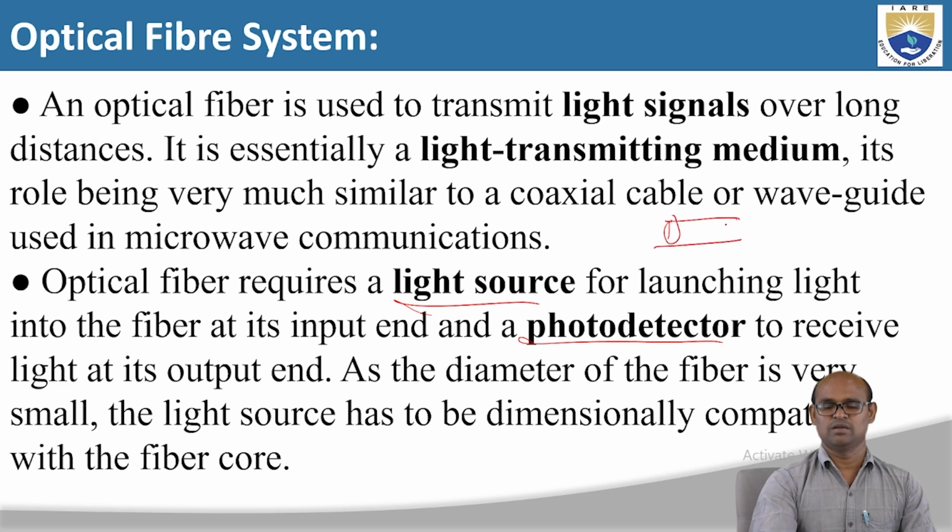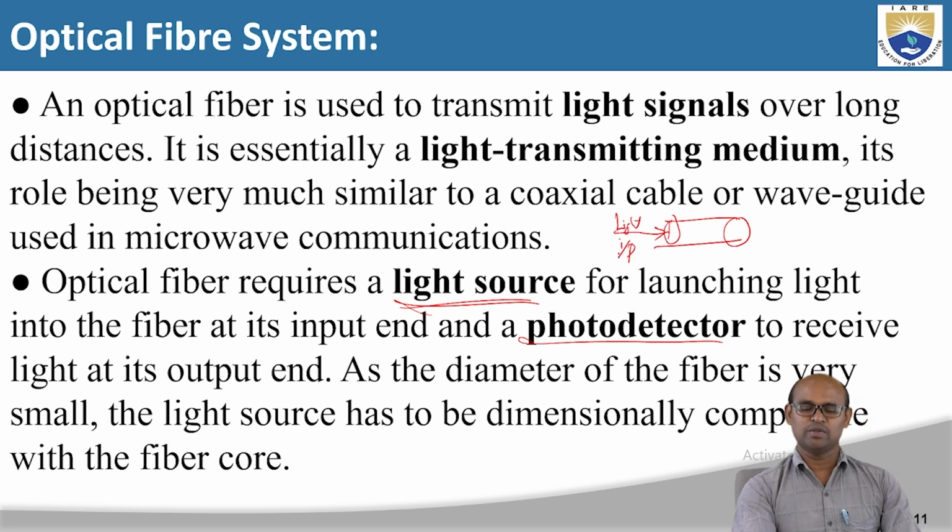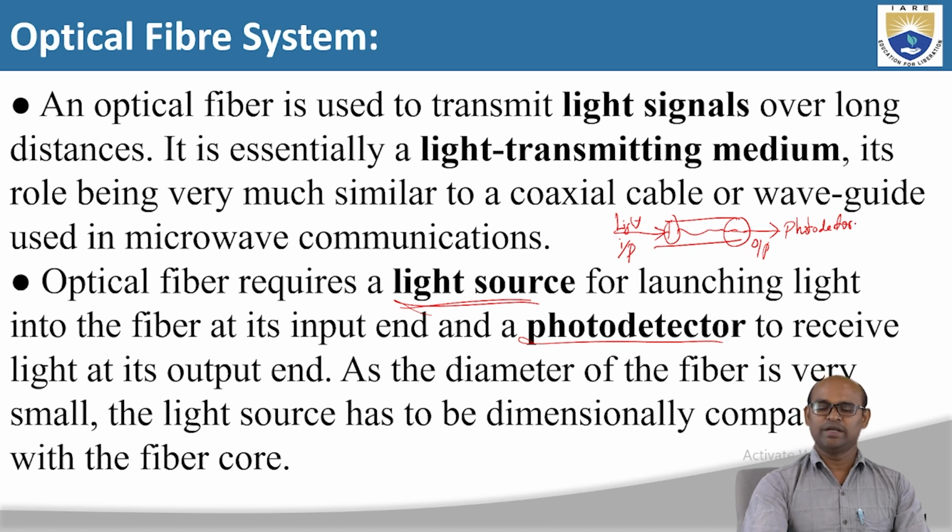So this is a cylindrical optical fiber where we need to launch the light signal, whatever signal we have, audio or video signal, that is converted from electrical to light signal, and that signal must be launched into the fiber. So we need a light source that can launch the light into the optical fiber input end, and we need a photo detector. Once it has propagated down the length of the fiber, at the output end we are going to detect it. There is a device called the photo detector that is going to detect the light at the output end.